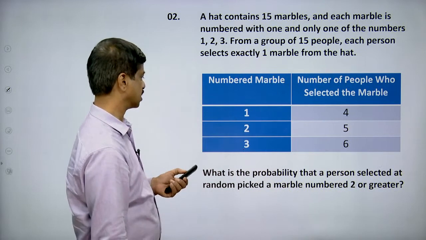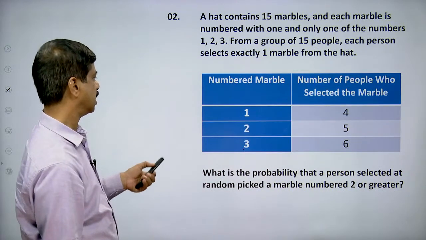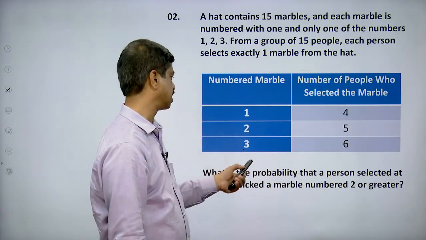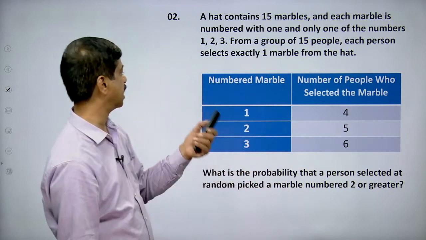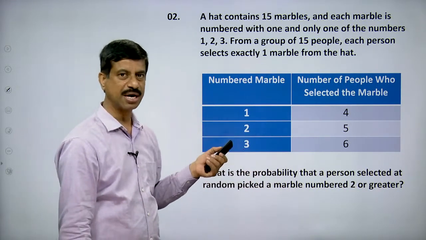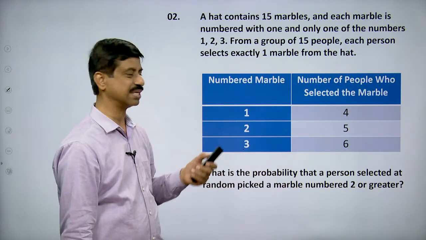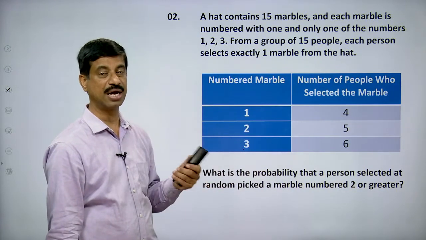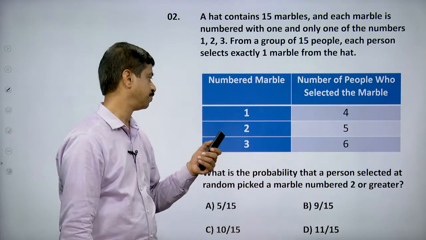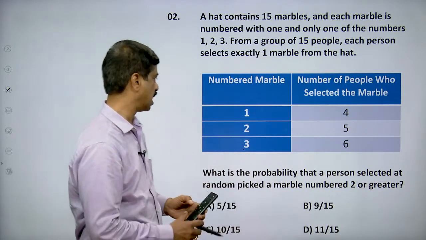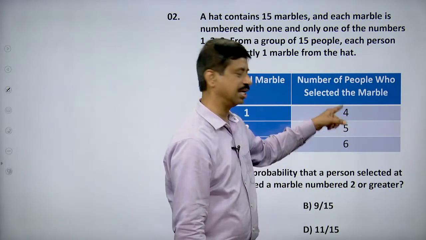Now what is he asking? What is the probability that a person selected at random has a marble numbered 2 or greater? So how many people are there? 5 for 2, or greater means plus 6. So 11 people are there with 2 or greater, and the total number of people is 15.